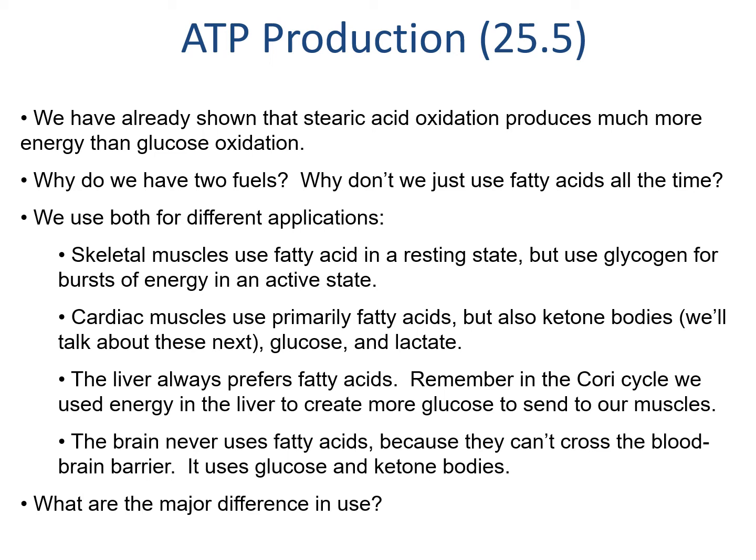The liver, on the other hand, always prefers fatty acids and can use fat-based energy to help support glucose-based functions elsewhere, most notably in the Cori cycle that we saw in the last chapter. The brain poses the most interesting application of fatty acids. Your brain should be always on, but fatty acids can't cross the blood-brain barrier, which prevents their use to supply brain energy. Your brain prefers glucose, but can also use a special metabolite of fats called ketone bodies to deliver energy from fats when glucose is limited.